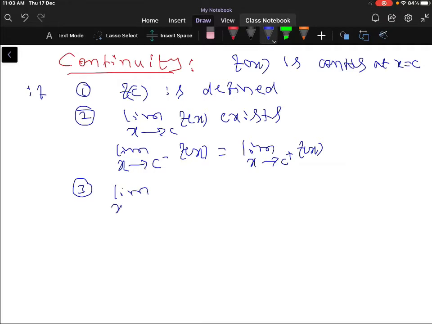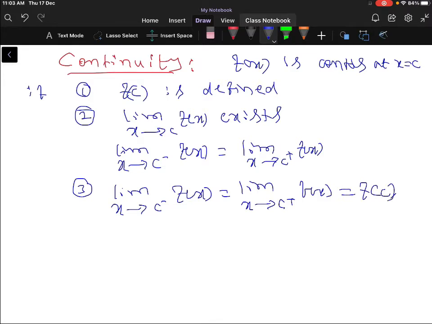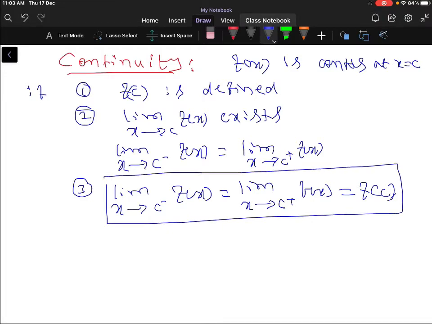limit as x approaches c from the left side of the point c is equal to limit as x approaches c from the right side of the point c is equal to f of c, the function value f of c. If these three are equal, then we can write the function f of x is said to be continuous at the point c.